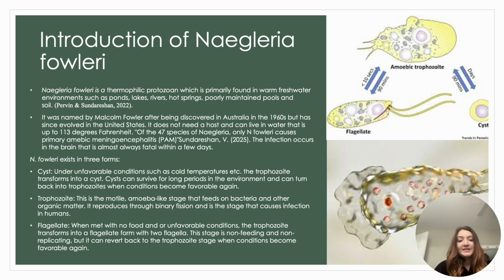The other stage is the flagellate. It's kind of like the cyst, but it can actually move around. It's a non-feeding and non-replicating stage, but it can transform back to the trophozoite stage when conditions become favorable again, and they can move between either stage at any point in time.